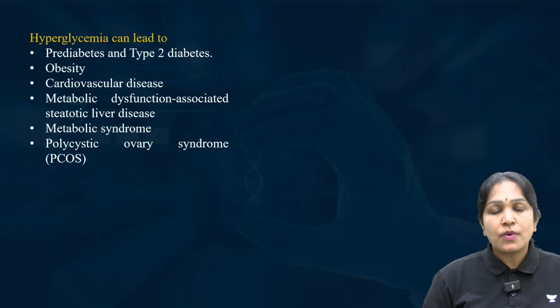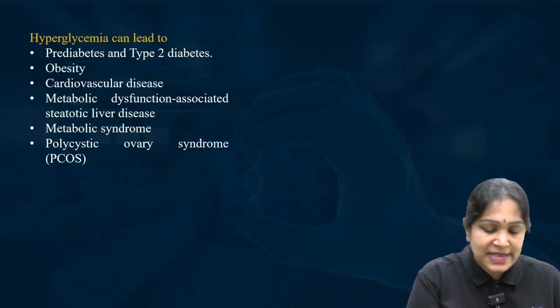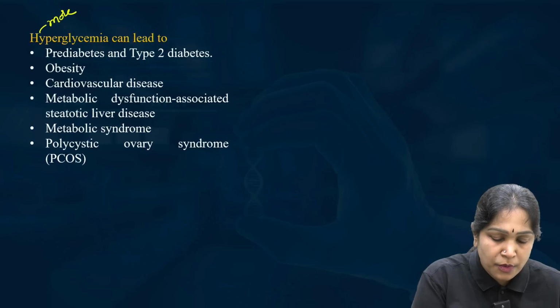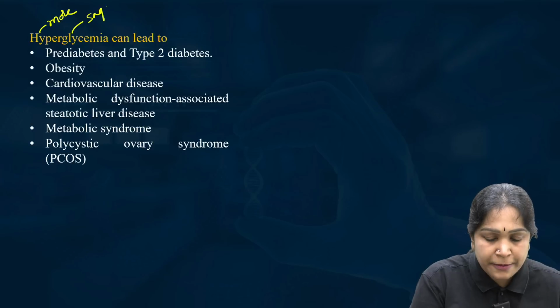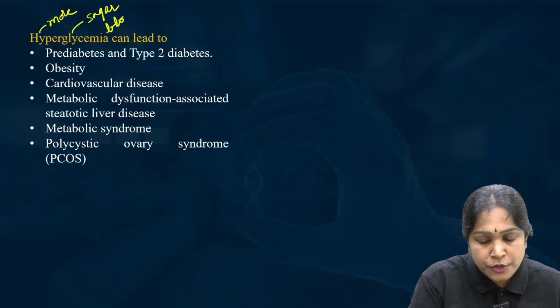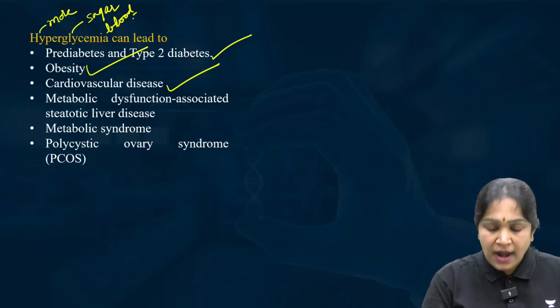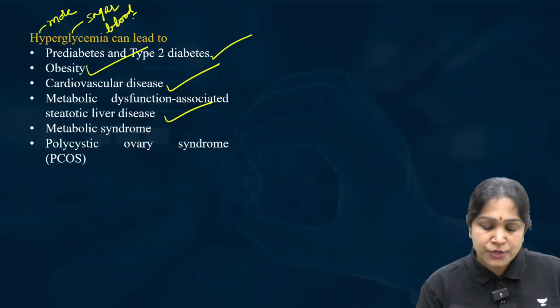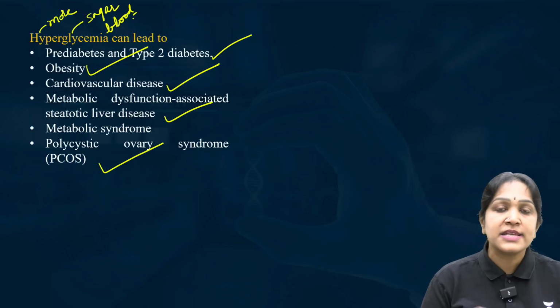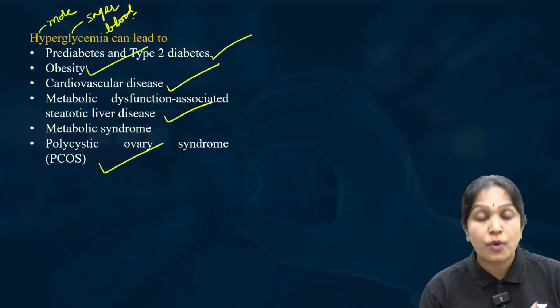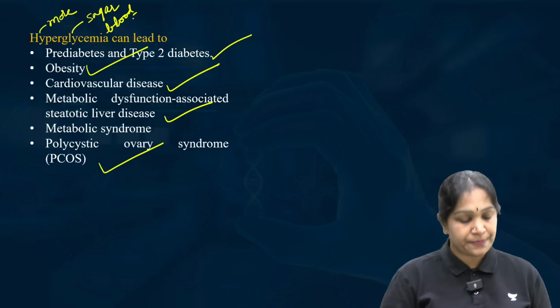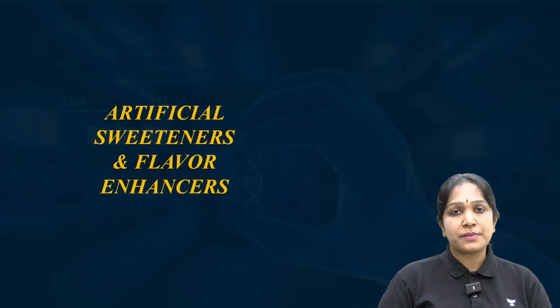Okay. Then what are the problems due to hyperglycemia? Hyper, that is more, glyco, sugar, amia, blood, more sugar in the blood. What are the problems? Diabetes, obesity, heart problems, metabolic syndromes like PCOS, polycystic ovarian syndrome, more cysts on the ovaries. So these are the problems because of this.